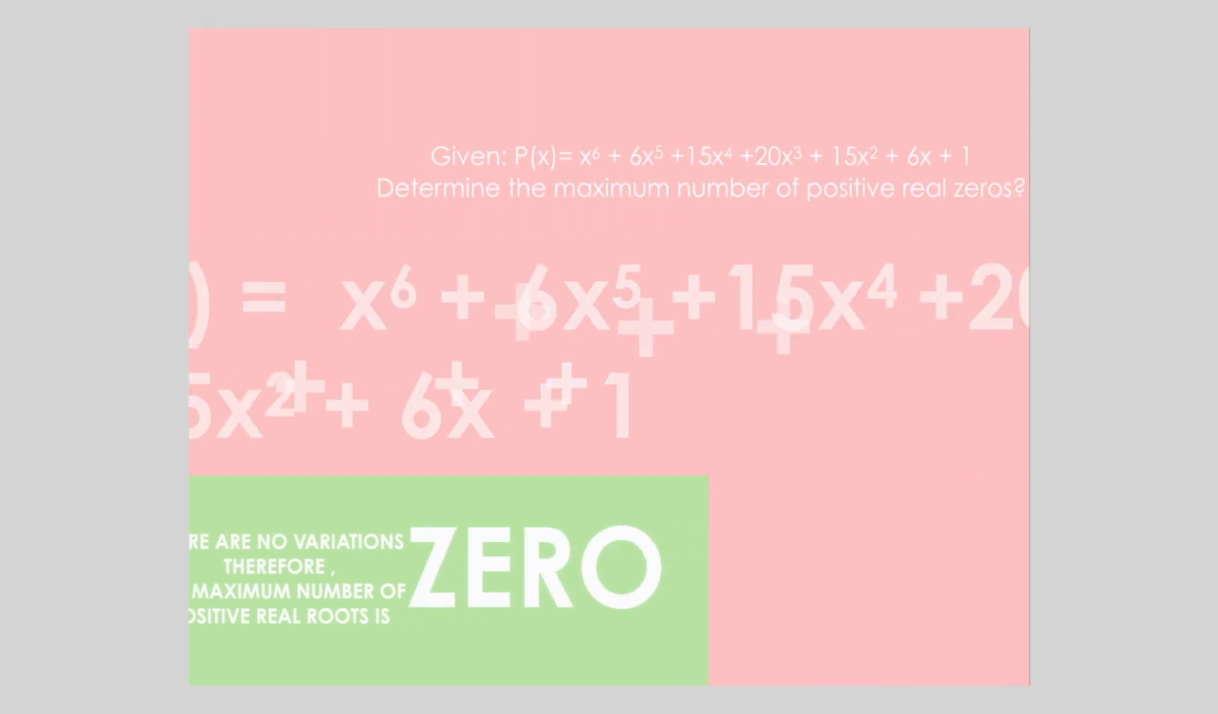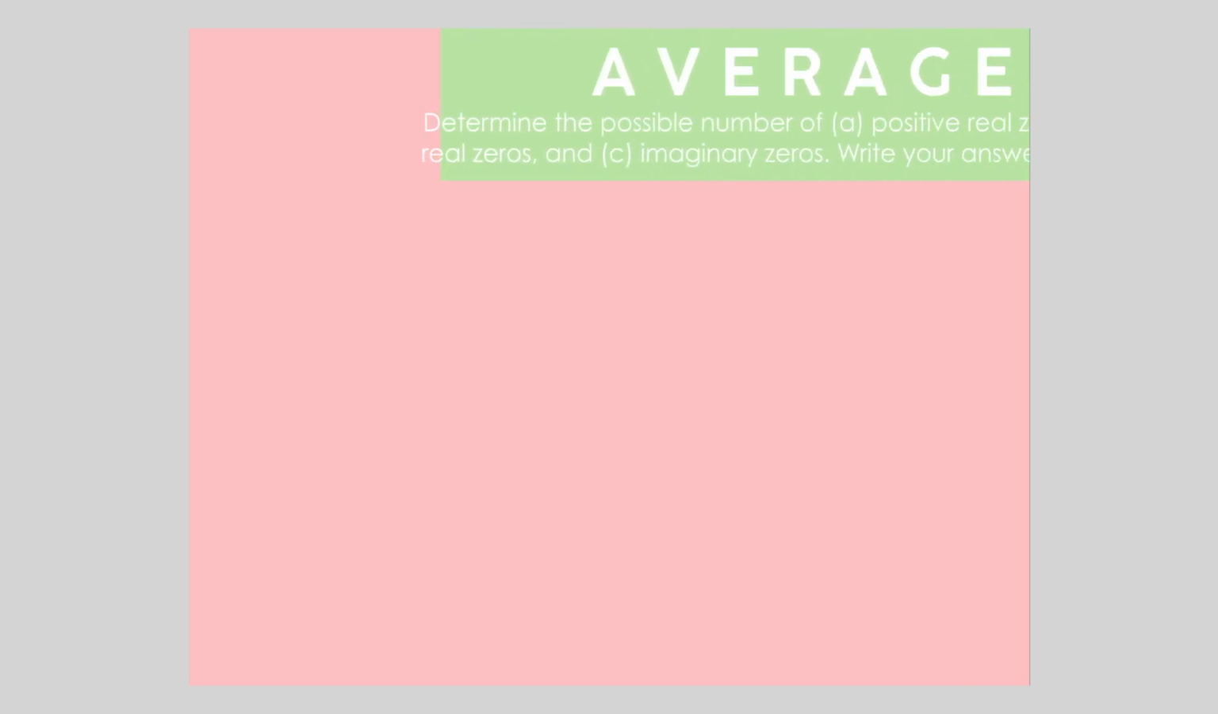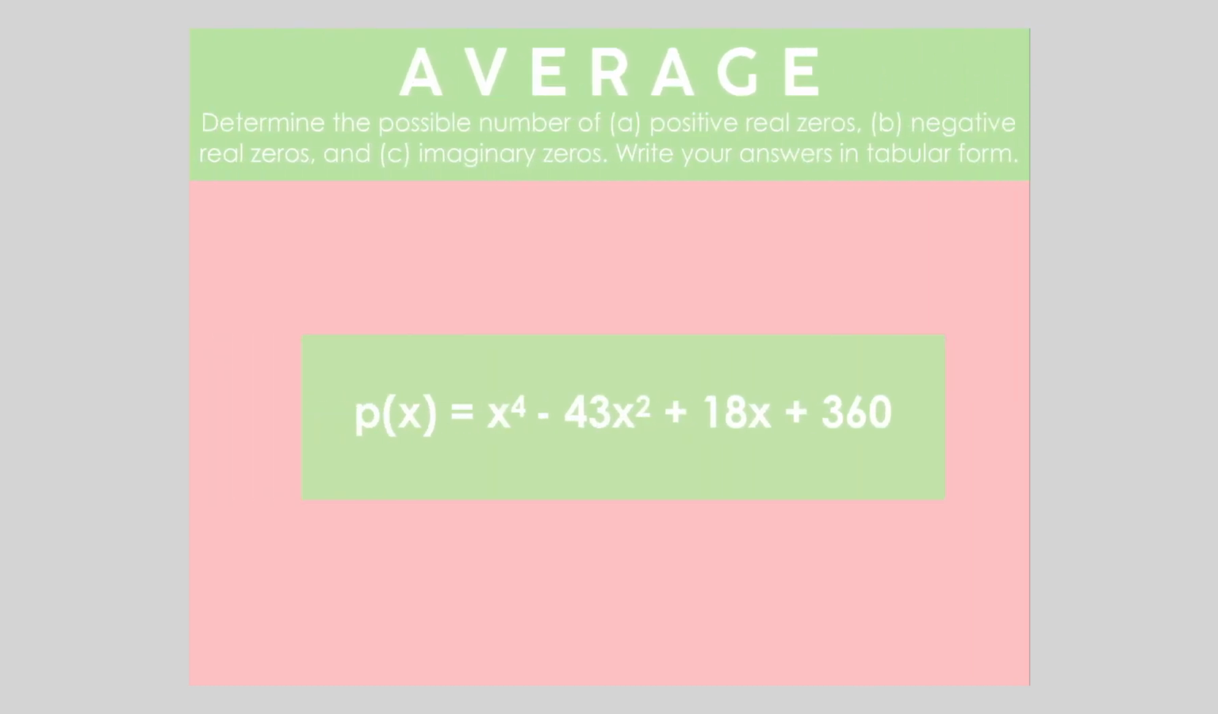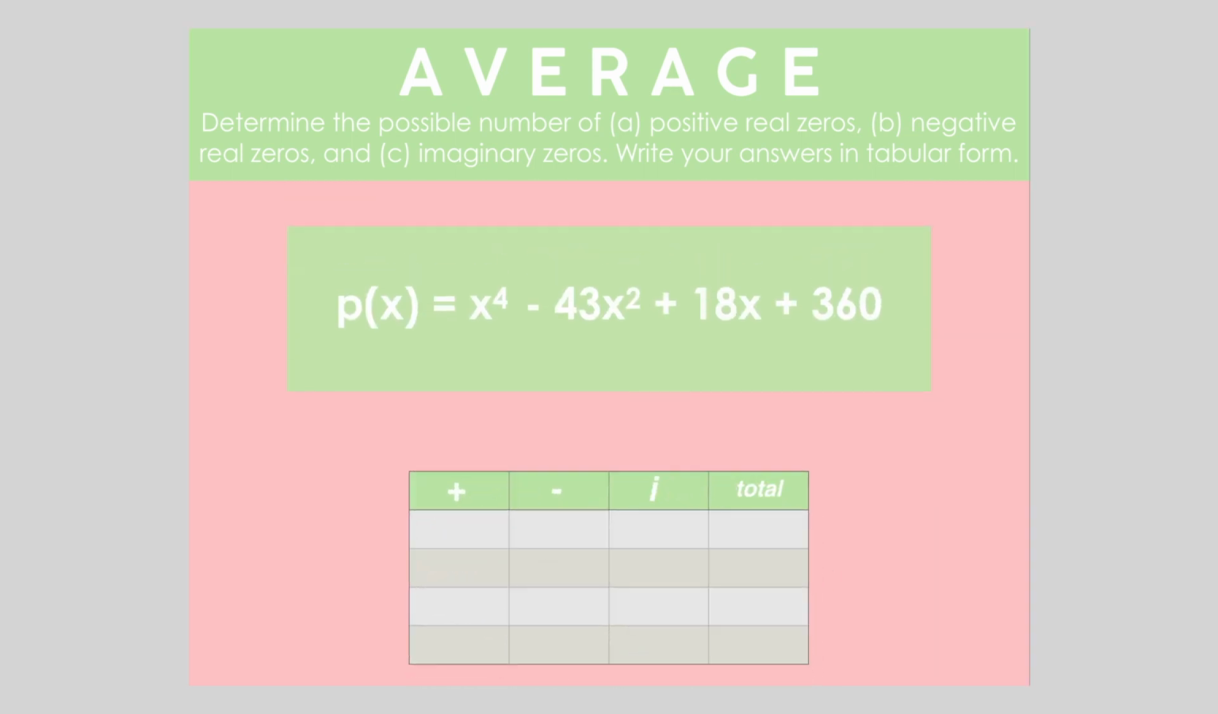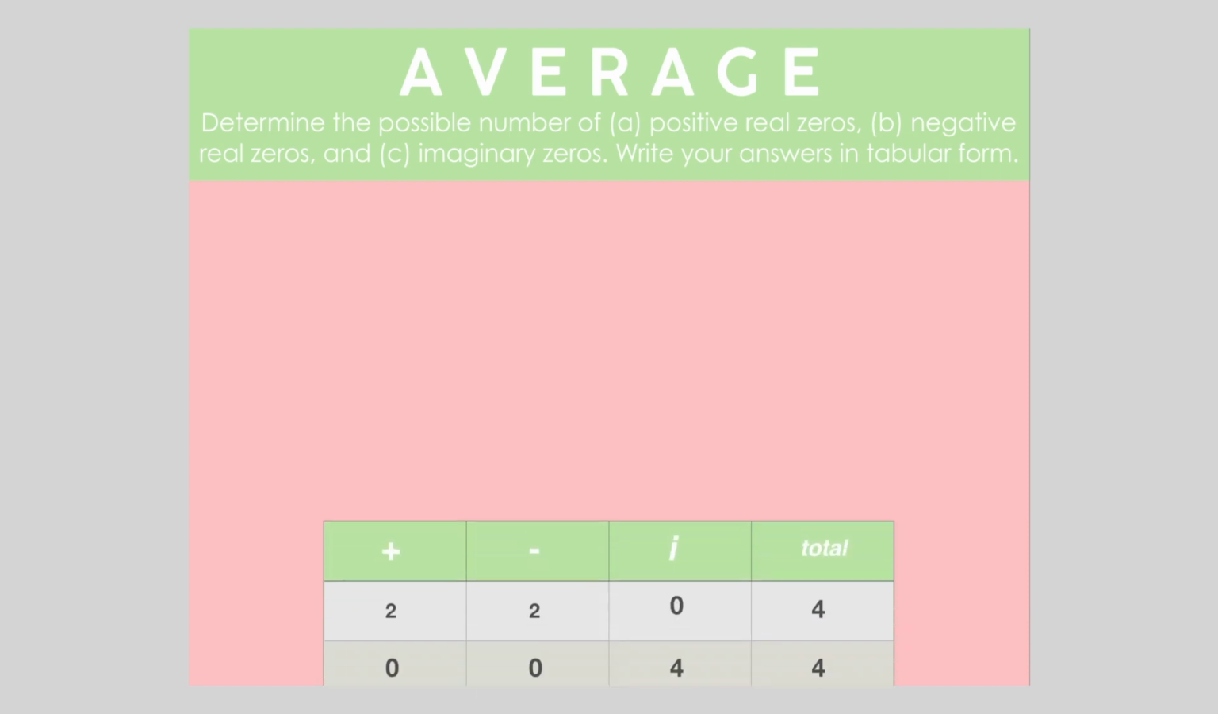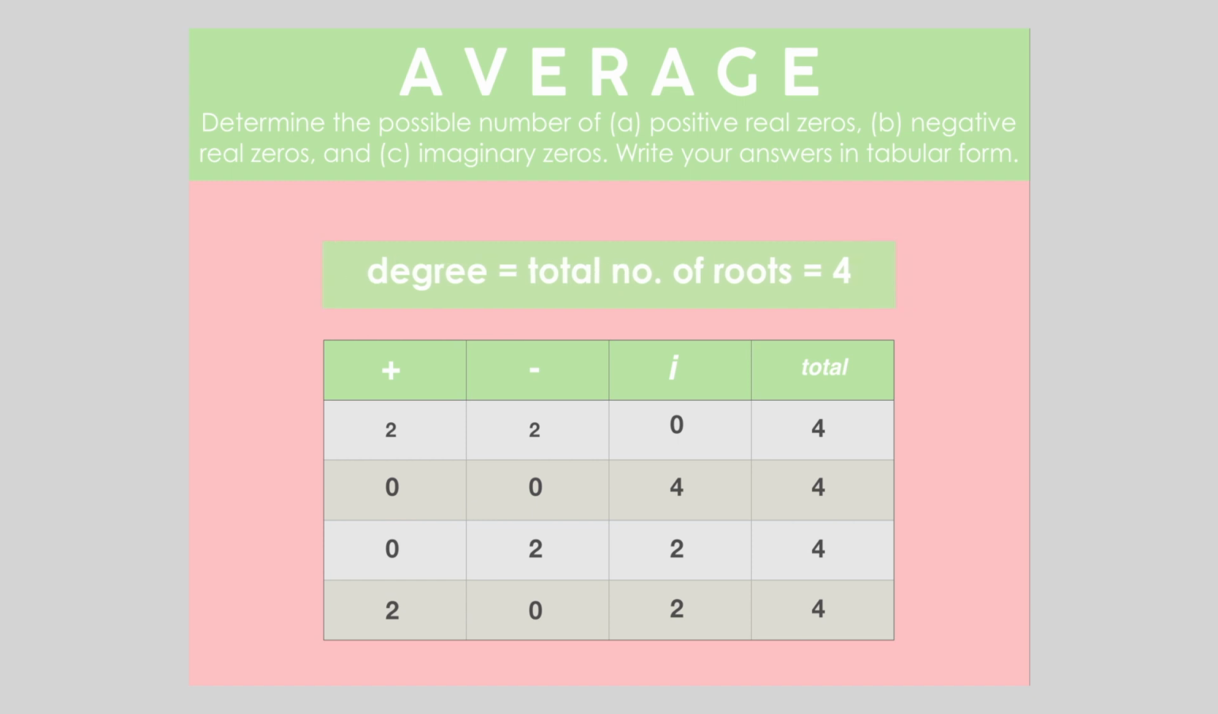Given p of x is equal to x to the 4 minus 43x squared plus 18x plus 360, determine the possible positive, negative, and imaginary zeros. We count two variations as we have two positive real roots of the first row. Let x be negative. The new function will be g of negative x is equal to x to the 4 minus 43x squared minus 18x plus 360. Two variations as well, thus the maximum possible negative real roots in the first row is 2. Given degree 4, our total is 4. 2 plus 2 minus 4 is equal to 0, thus we have 0 imaginary roots. Repeat the same process until all possible combinations are exhausted.